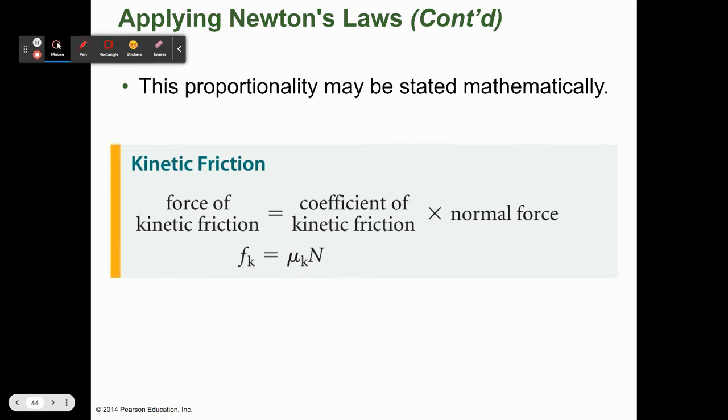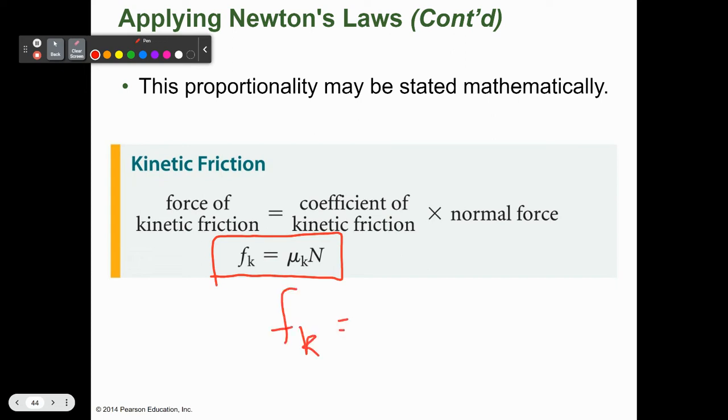So here is our equation for kinetic friction, the force of kinetic friction. Frictions are always listed as a lowercase f. Capital F are your other forces, but the force of friction is always listed as a lowercase f. We put the k in there because it's kinetic friction. It is proportional to the normal force, so that's our N. You might also see this written as F_N, that's the normal force as well. So it's proportional to that normal force. The proportionality constant is this thing called the coefficient of kinetic friction.